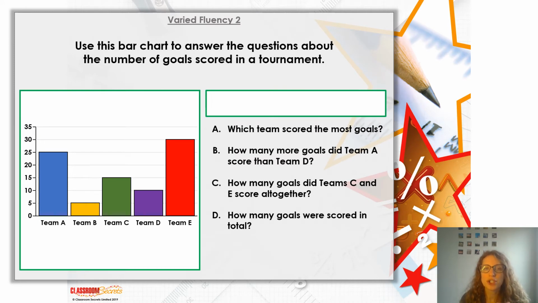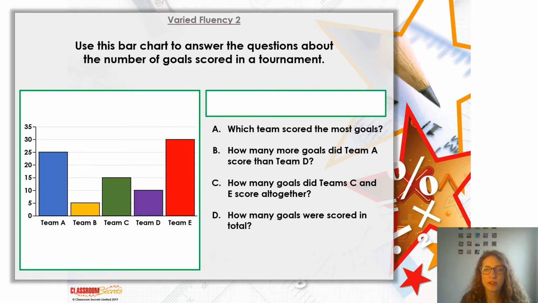Okay, use the bar chart to answer these questions about the number of goals scored in a tournament. Question A, which team scored the most goals? B, how many more goals did Team A score than Team D? C, how many goals did Team C and E score together? D, how many goals were scored in total? So pause the video, use the information on the bar chart and answer all 4 of those questions.